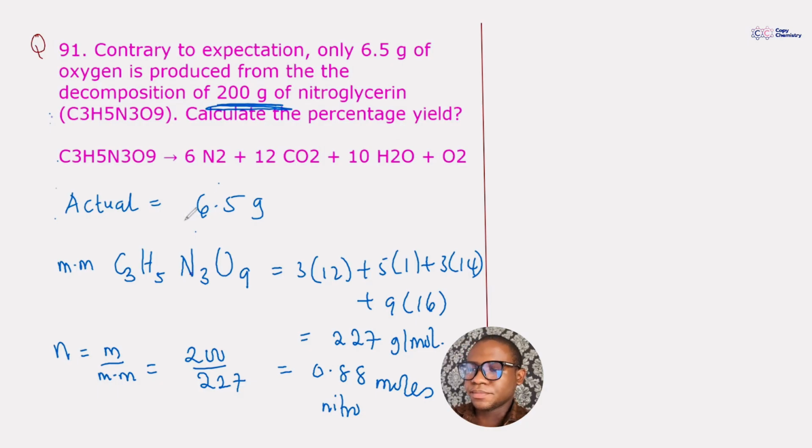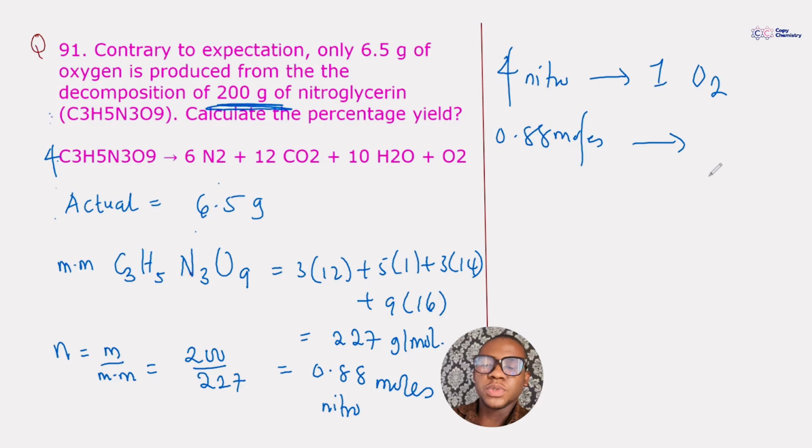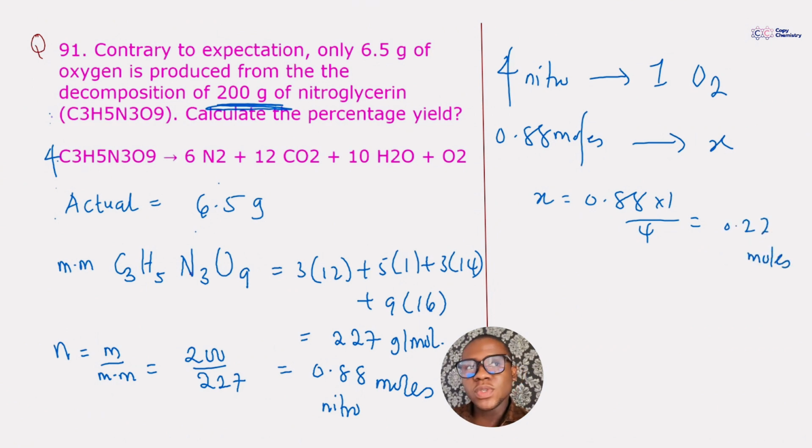And that stands as the theoretical yield. So first off, we need to balance this equation. This 4 is needed here. It was also in video 92, where we balanced it. So 4 moles of the nitro basically produces 1 mole of oxygen from the balanced equation. That means that 0.88 moles of nitro will produce a particular amount in moles of oxygen for us. Then our x would be 0.88 times 1 divided by 4. And what is that? 0.22. That is the moles that we have of oxygen produced.